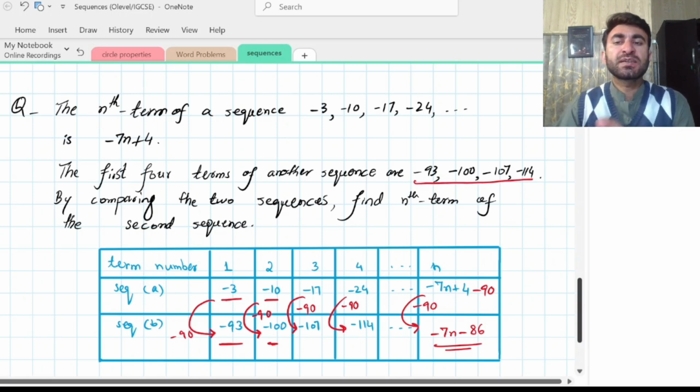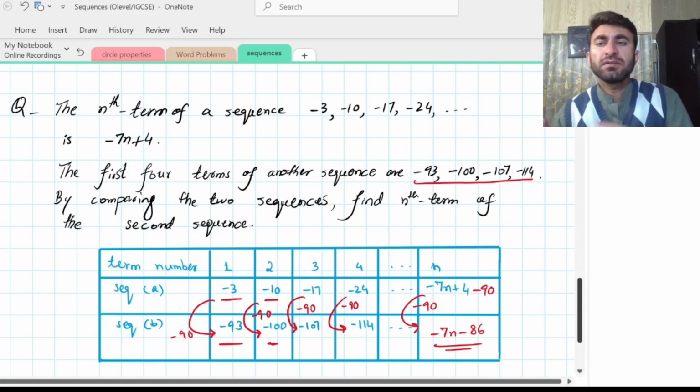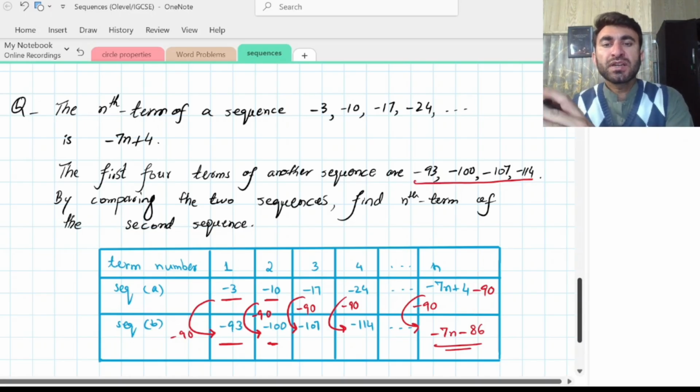So such questions are very important. Most of the times the table is constructed in the examination, and in some cases we have to construct the table, or we can also compare it by writing simply the term number and the sequences. So this was one of the problems of linear sequences.